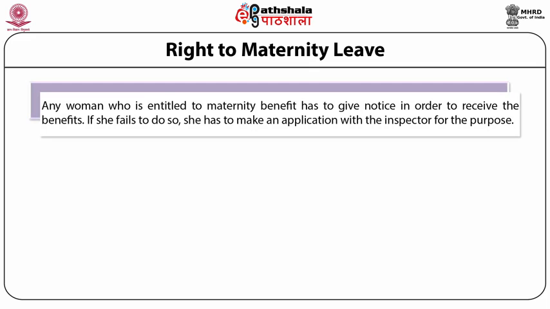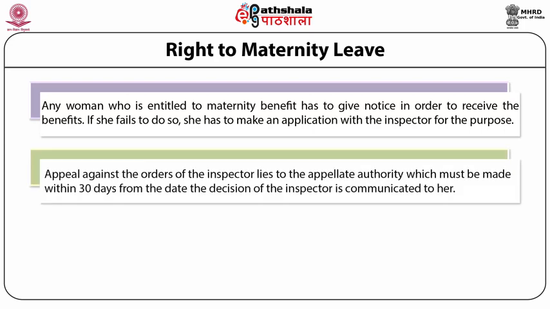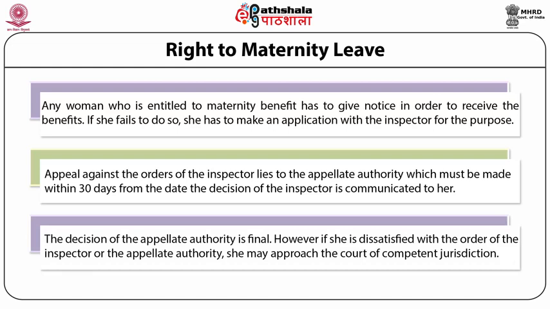Any woman who is entitled to maternity benefit has to give notice in order to receive the benefits. If she fails to do so, she has to make an application with the inspector for the purpose. An appeal against the decision of the inspector lies to the appellate authority, which must be made within 30 days from the date of the decision of the inspector and that has to be communicated to her. The decision of the appellate authority is always final. However, if she is dissatisfied with the order of the inspector or the appellate authority, she may approach the courts of competent jurisdiction.